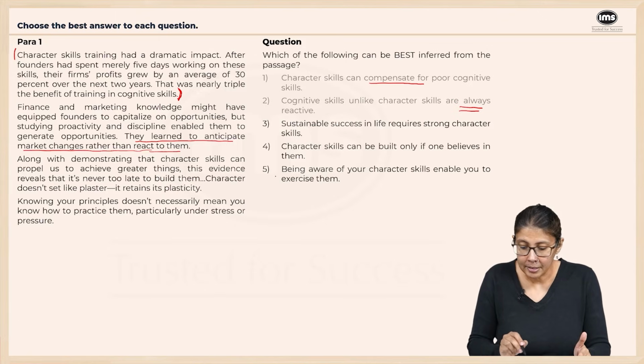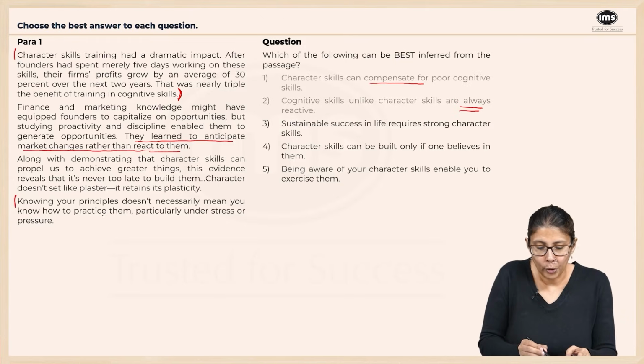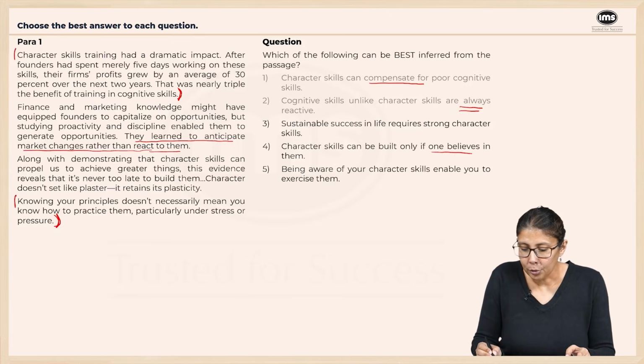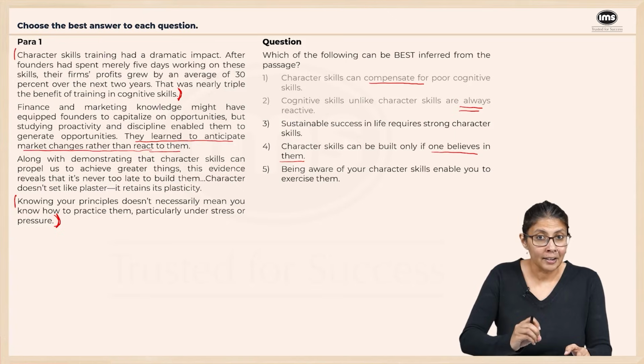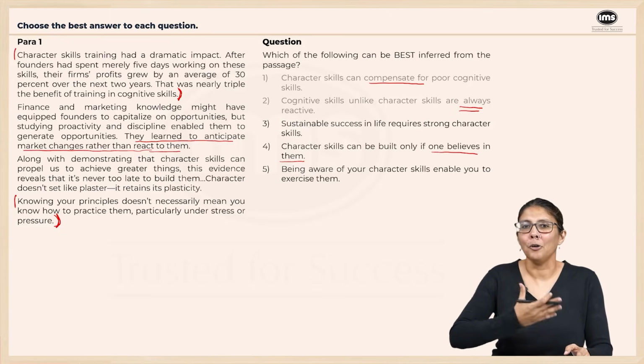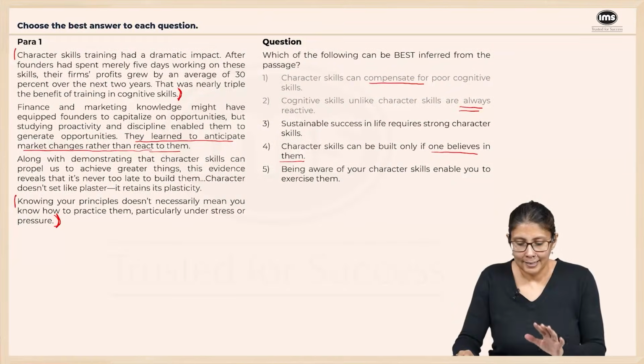The fourth one, character skills can be built only if one believes in them. Now, look at this part. Knowing your principles doesn't necessarily mean you know how to practice them, particularly under stress or pressure. So, you don't have to just believe in character skills. You need to develop your character in order to stick to your principles in difficulty. So, belief in character skills is not what will help you develop your character. Actively practicing or developing those character skills is what will help you. So, option 4 is a slight distortion.